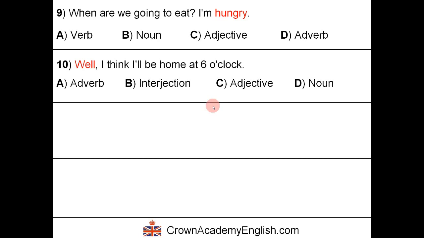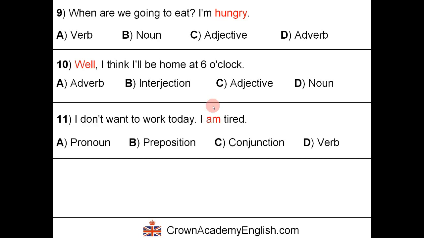Okay, question 11. I don't want to work today. I'm tired. I am tired. The word in red is am. So in this sentence, what type of word is am? Is it A, a pronoun, B, a preposition, C, a conjunction, or D, a verb?